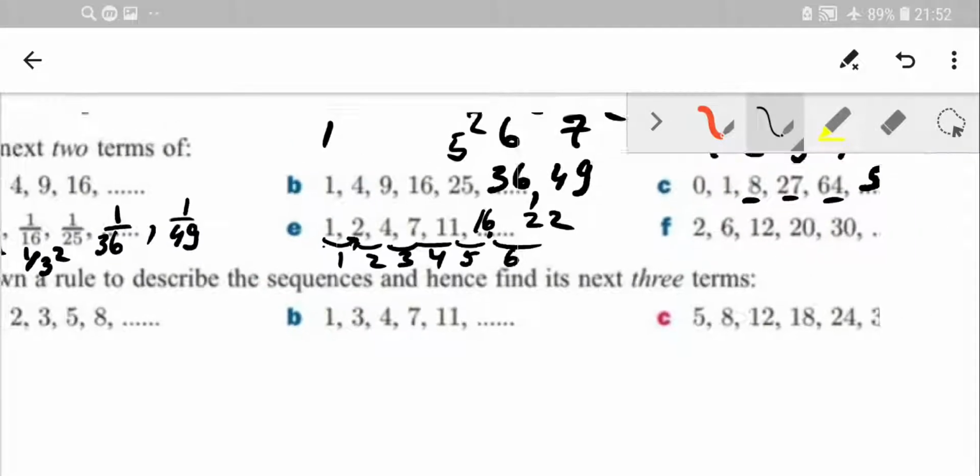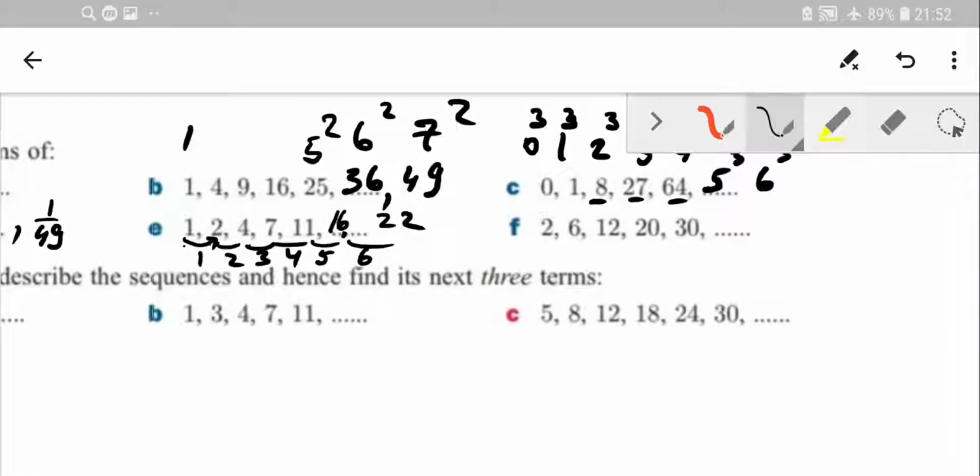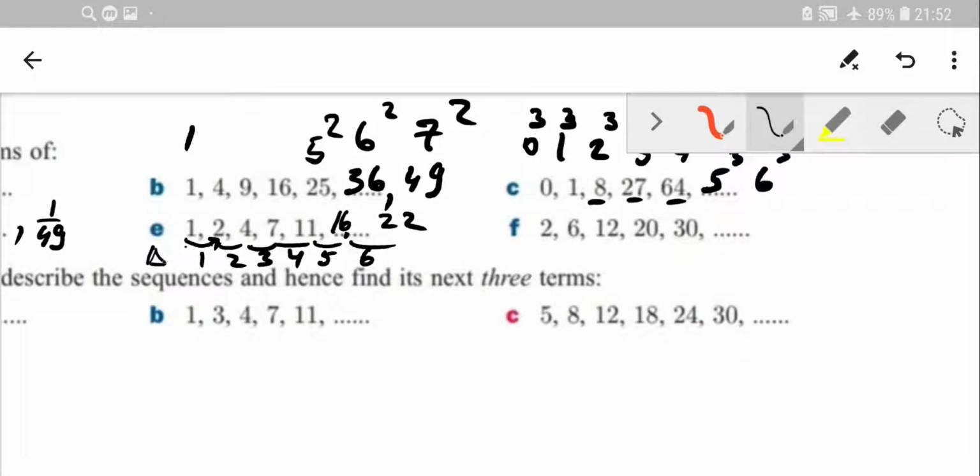All right, so the difference is increasing, but if you want, you can even generalize. So the first difference, delta 1, is 1, 2, 3. And the second difference, delta 2, the difference of differences, is 1, 1, 1. So it's constant.